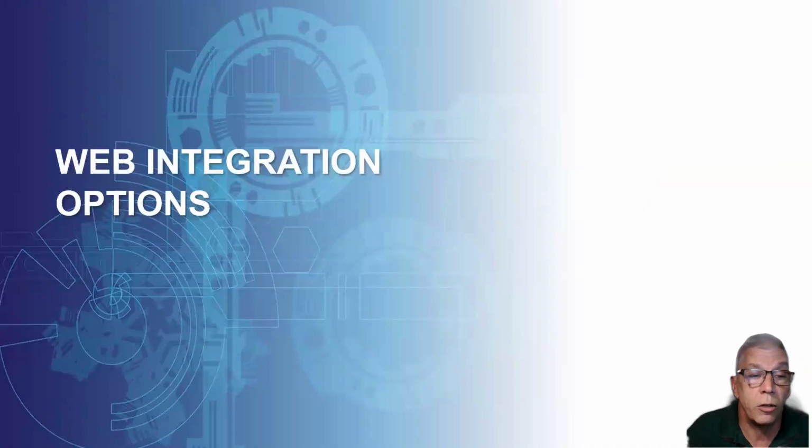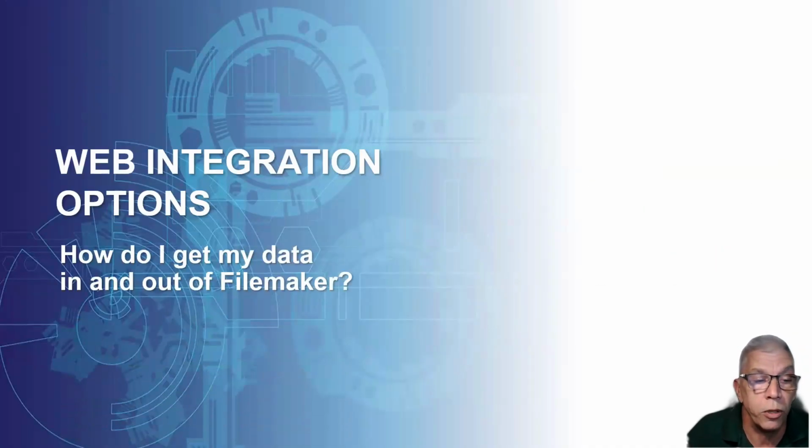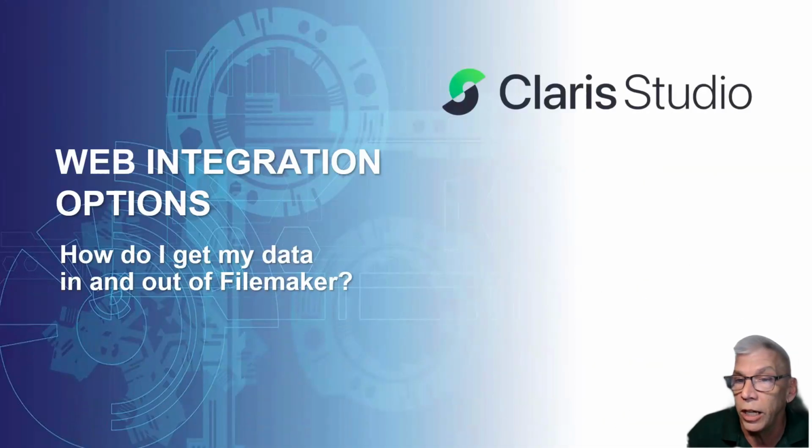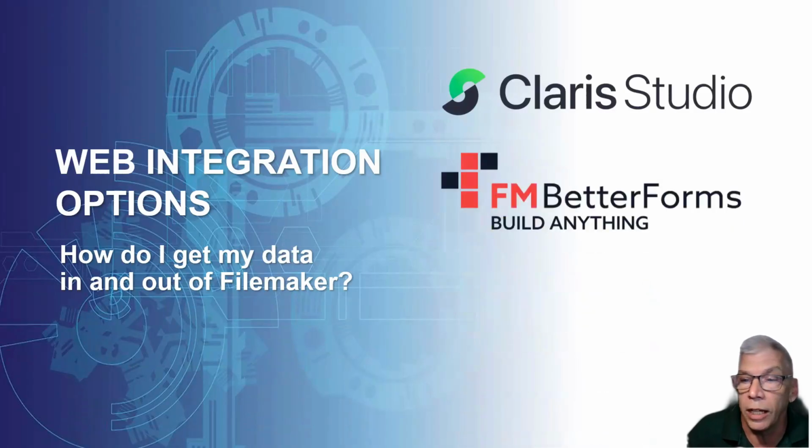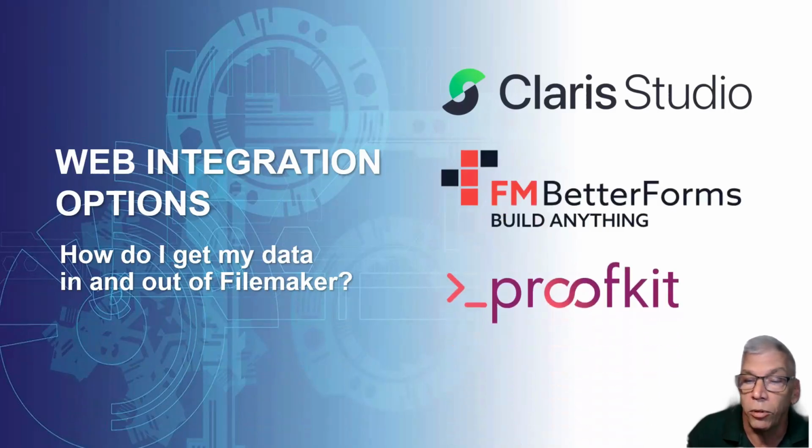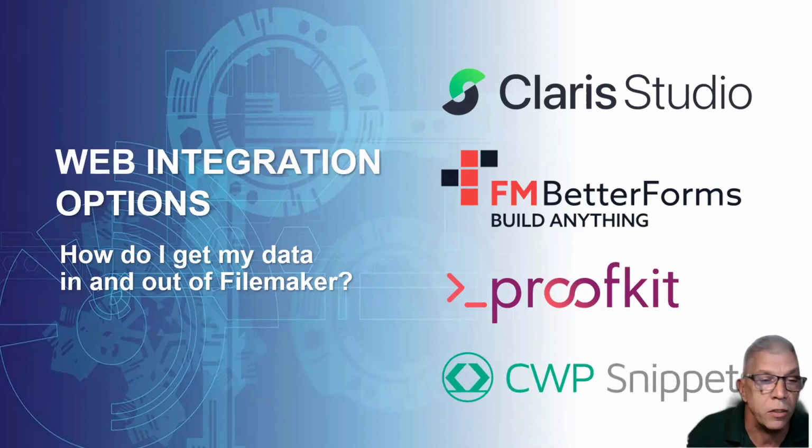When it comes to website integration options, I just wanted to run through some of the better known ones for pulling data in and out of FileMaker. Of course, Claris Studio is Claris's offering. And then there are some other really great names in the industry like FM Better Forms and Proof Kit by Proofgeist. Those are great applications, great solutions, but it's always the right fit for the right job. A few years ago, when I was starting to do this kind of integration, I realized there wasn't a whole lot out there for WordPress. So that's why I started developing a plugin for WordPress, and that's CWP Snippets.